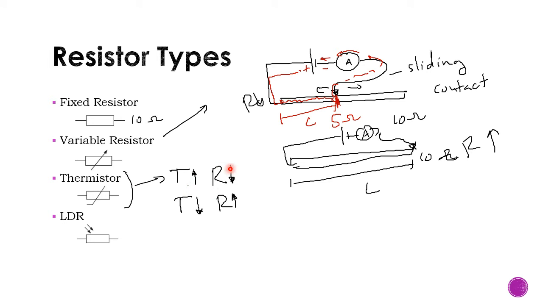فالثيرمستر تاني لما temperature تزيد resistance بتقل, temperature بتقل resistance بتزيد. That's the only thing that follows this case for now. Regular metals العكس, لما temperature بتزيد resistance بتزيد.